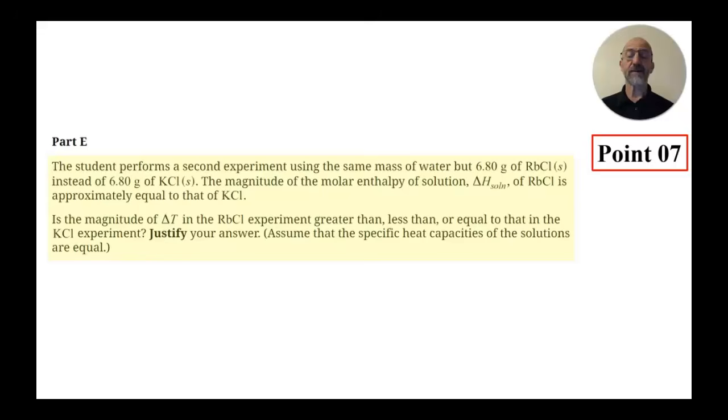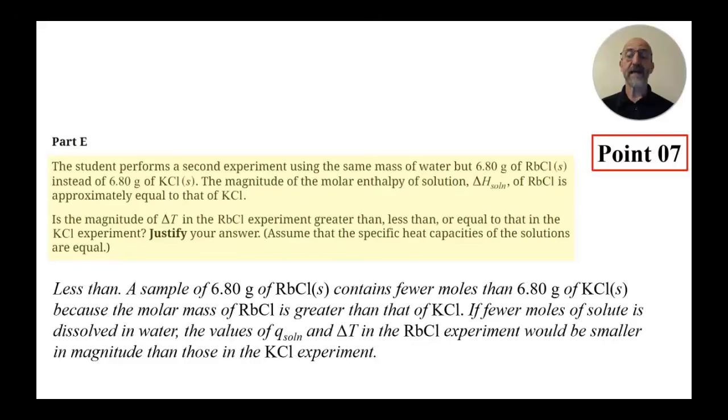So the main difference here is going to be the number of moles of the solid that was added to the water. So I said less than, and my justification is the following. A sample of 6.80 grams of solid rubidium chloride contains fewer moles than 6.80 grams of solid potassium chloride, because the molar mass of rubidium chloride is greater than that of potassium chloride. And if fewer moles of solute is dissolved in water, then the values of the Q of the solution and the delta T in the rubidium chloride experiment would be smaller magnitude than those in the potassium chloride experiment. All right, well, that's my answer to point 7.